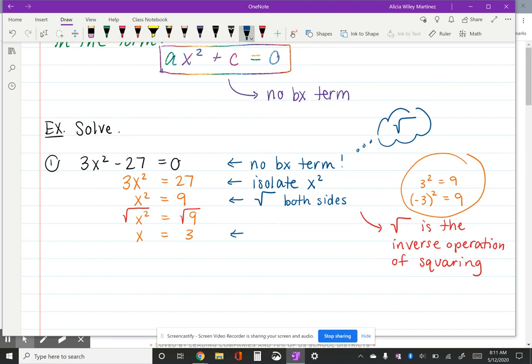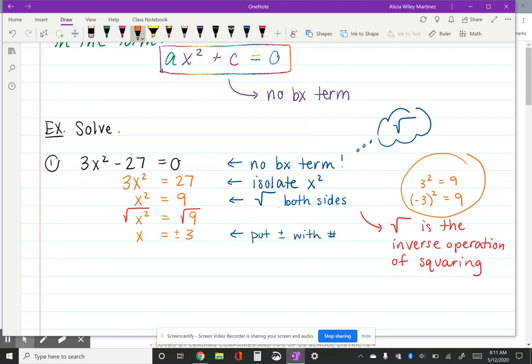So what we're going to do is anytime that we square root both sides, we have to think about the two different options of the positive and the negative. So we're going to put a plus or minus sign with our number side of our equation. That way it takes care of both the positive 3 answer and the -3 answer.